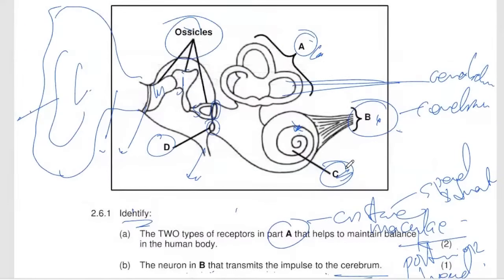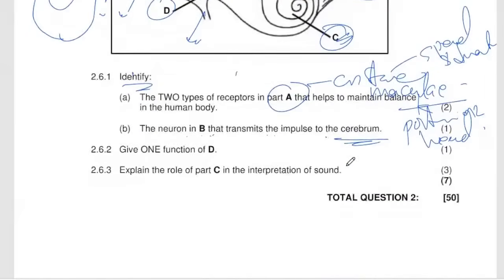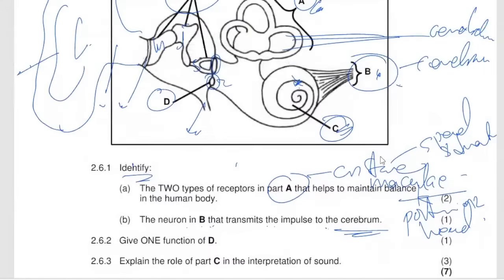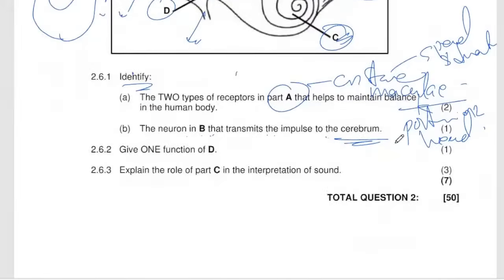Give one function of D. What is D? It eases the excess pressure from the inner ear, or you can say it absorbs the excess pressure from the inner ear. Either way, it is correct, and we can mark it correct.